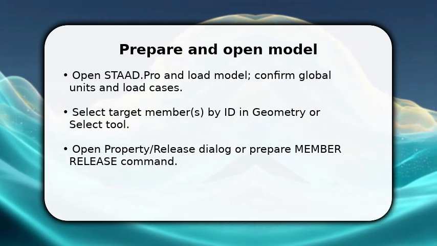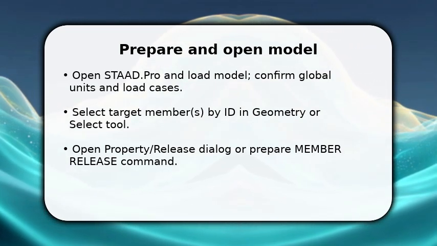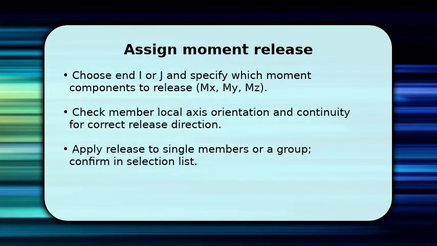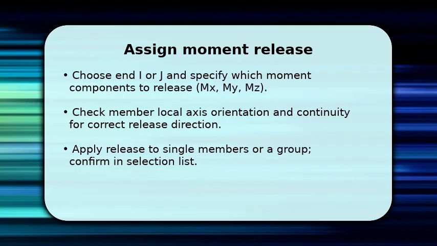You now assign the actual moment release. Pick the I or J end and tick the moment components to release, for example, MZ for bending about local Z. Make sure you understand the member local axis orientation, because releasing the wrong axis produces unintended hinge behavior.